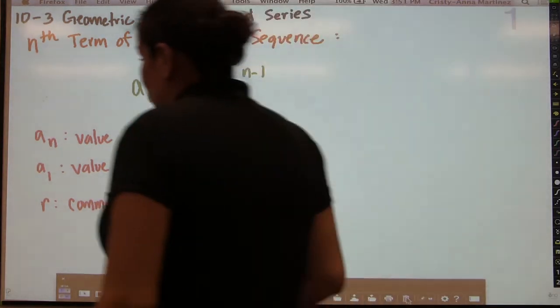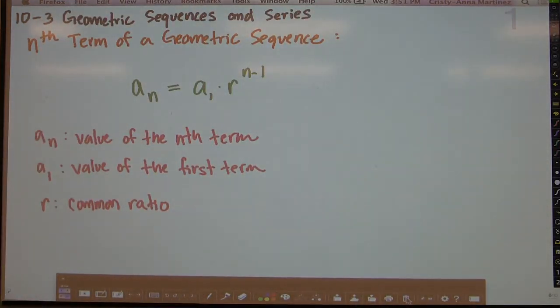In the last section we were doing arithmetic sequences and series, and so we already talked about the difference between a sequence and a series. In the case of a series, we are adding up the terms in the sequences.